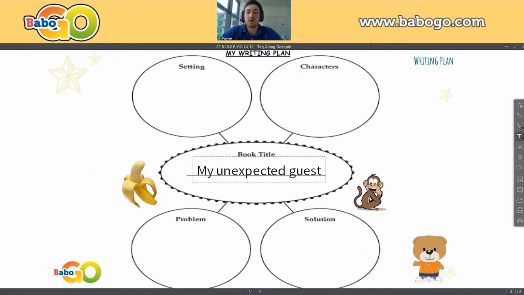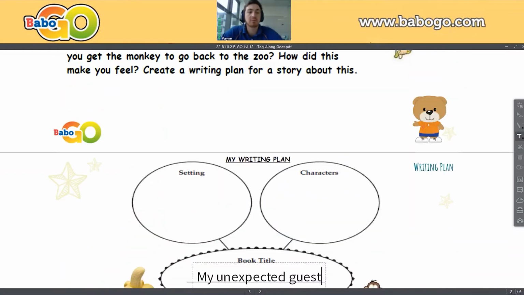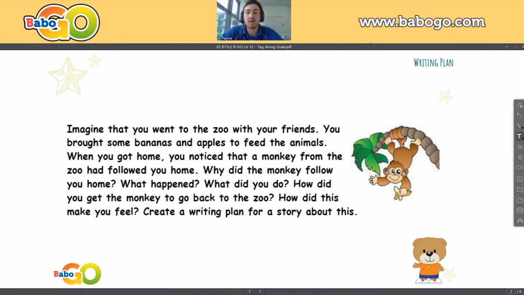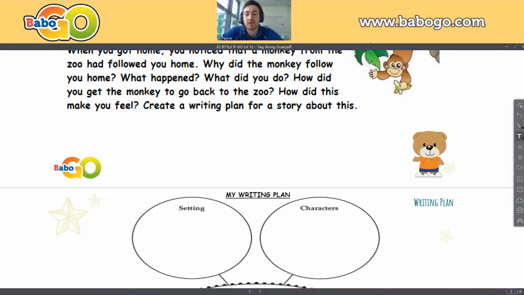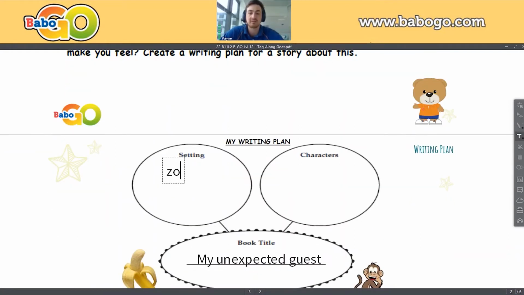And then we're going to move on to go over the setting, the characters, the problem, and the solution in the writing plan. So then we're going to do the setting next. Again, if the student forgot, maybe when you were talking here, you can ask, okay, where was one of the settings? Good, the zoo. So one of our settings is the zoo. And there were two settings. Where did the monkey follow you? Again, we're trying to lead the student into telling us, not just giving them the answers. Good. Home, they followed you home.